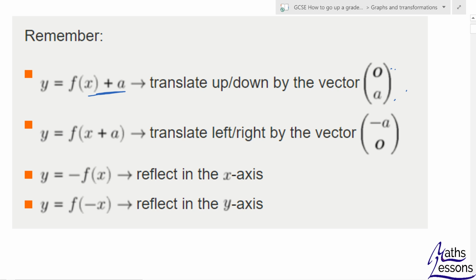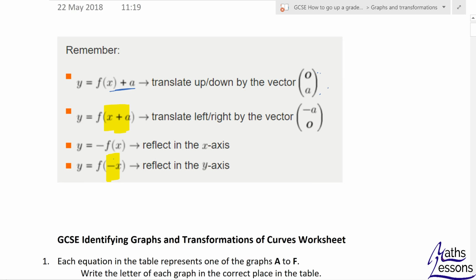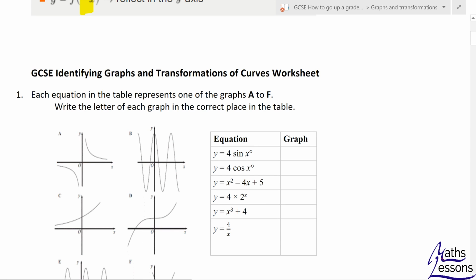And then if you've got minus f of x, that reflects in the x-axis, and f of minus x reflects in the y-axis. Now notice this minus x here is inside the brackets, and x plus a is inside the brackets as well. Anything that's inside the brackets means you get movement that way, and anything outside the brackets means you get movement that way. This is an easy way to help you remember. So those are the transformations you need to know. So let's have a look at graphs with some transformations.